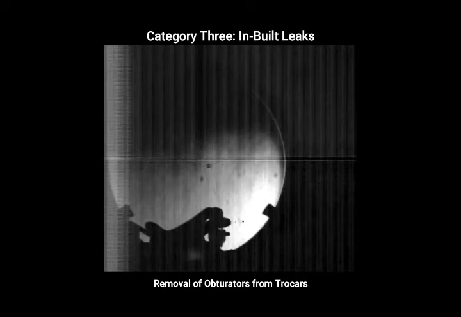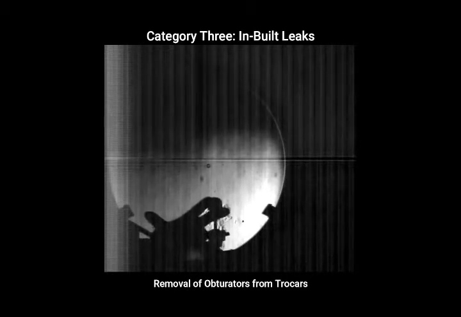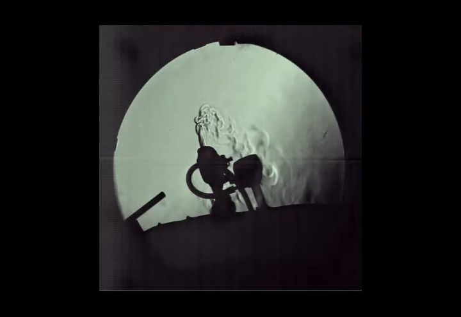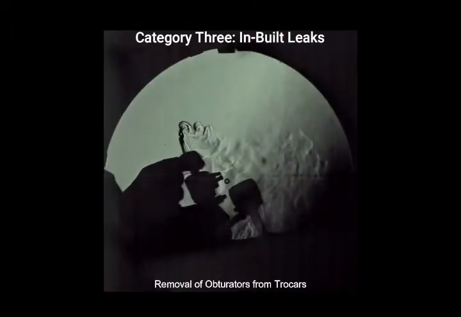The third category involves leakage inbuilt into trocar or instrument design. For instance, removal of obturators induces leakage as the trocar valves are open during this time. Here is an obturator being removed from a 5mm port, which is needed for placement or replacement of trocars. Some obturators are hollow and have holes in their shaft, such as this Asan port.